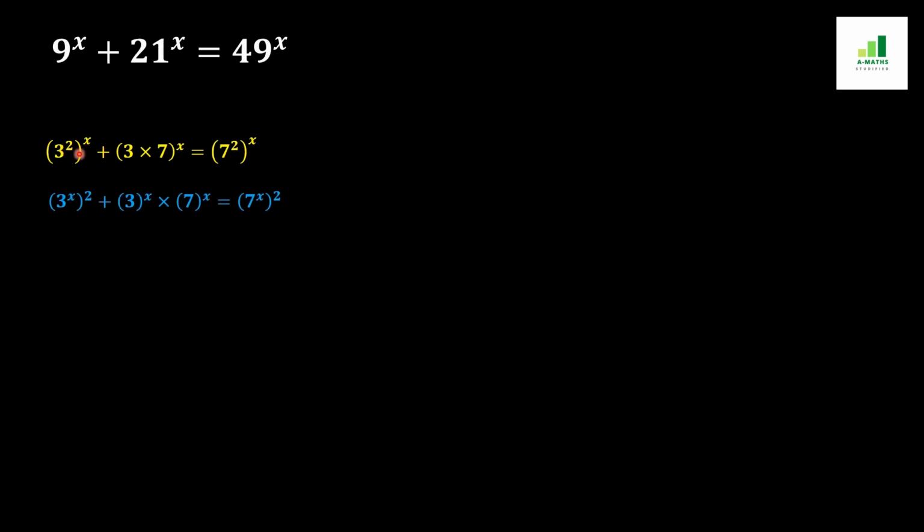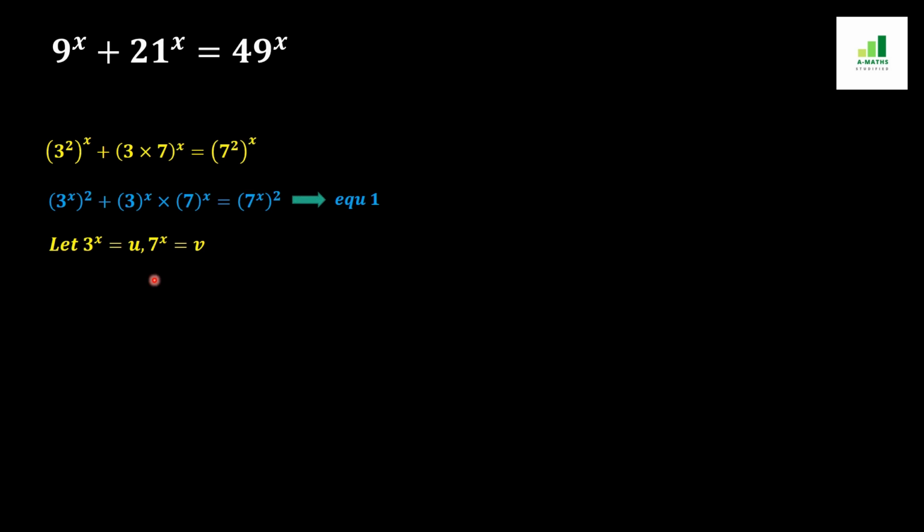In the next step, we should interchange both of these powers with each other, and we will get 3^x overall square, because this square will be replaced with this power x. Now this power x will apply individually on both of these values, and we will get 3^x into 7^x. And now this square will interchange with this power x, and we will get 7^x overall square. I am representing this equation as equation number 1.